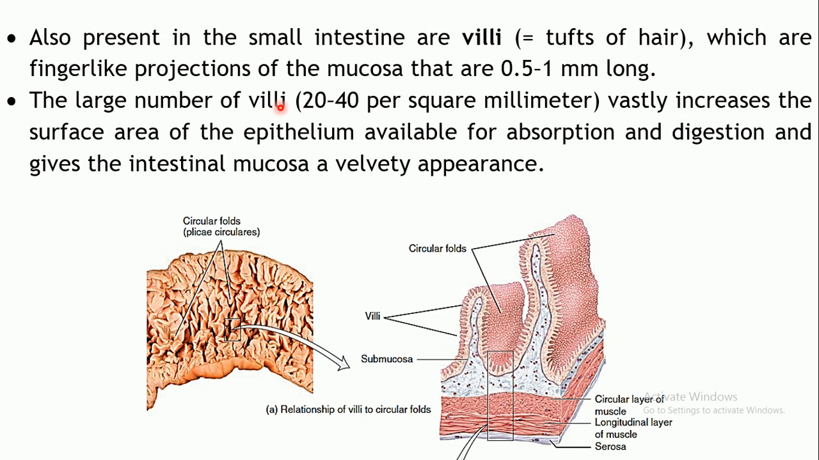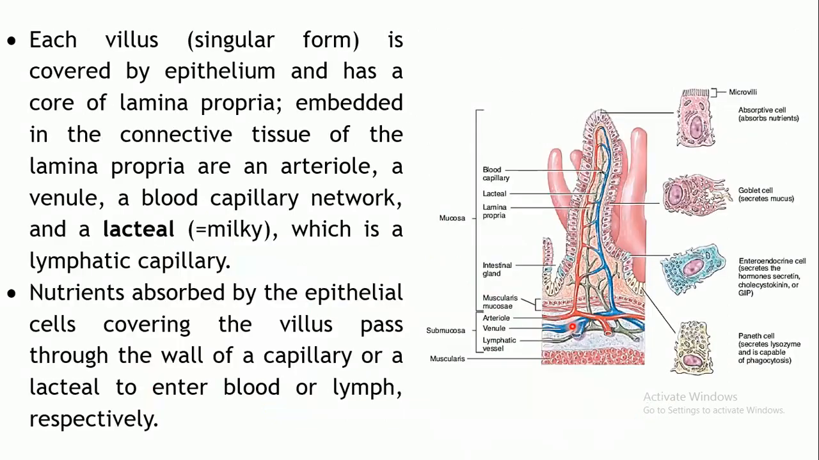So the surface area is extremely increased by these villi, so that it will facilitate the absorption and the digestion. And the presence of these villi also will give the velvety appearance to your small intestine. So it will not look smooth unlike other areas of the GI tract, but it will have a velvety appearance because of these minute villi or the finger-like structures which are extending from the mucosa of the small intestine.